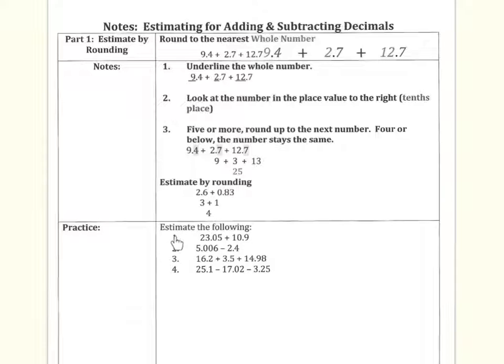So at this time, I want you to estimate the following numbers. Round to the nearest whole number, and then you add or subtract them. Please pause the video while you complete practice problems 1 through 4. When you're ready to check your answers, press play.